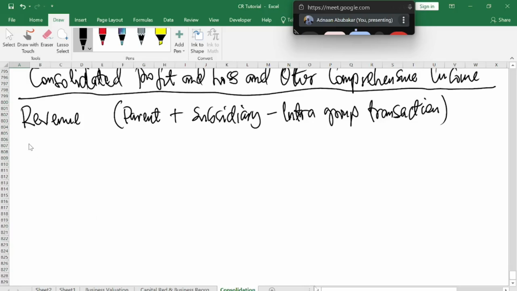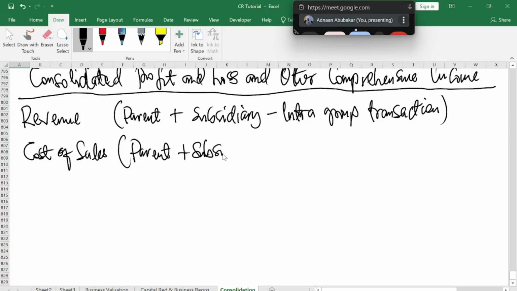Now let's move to the second one, which is cost of sales. Under cost of sales, you have parent and subsidiary. Do you understand cost of sales? Listen very carefully. Cost of sales comprises your opening stock, the stock that you carry from the previous year.